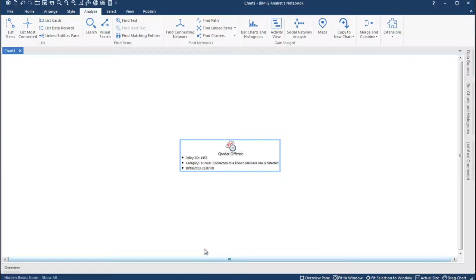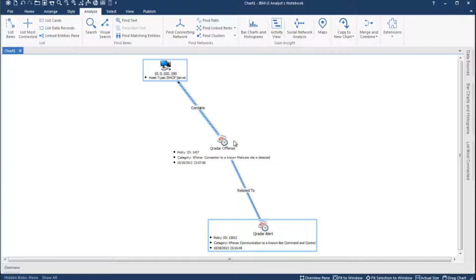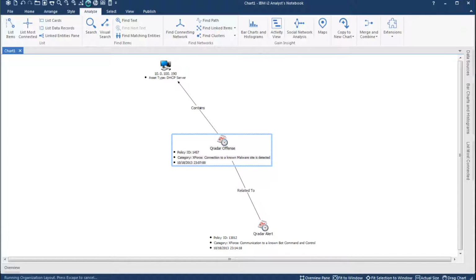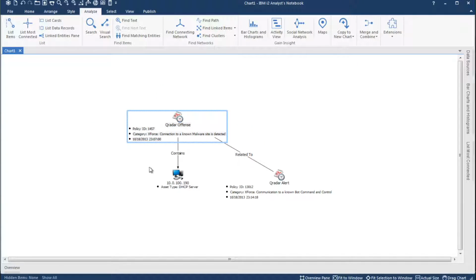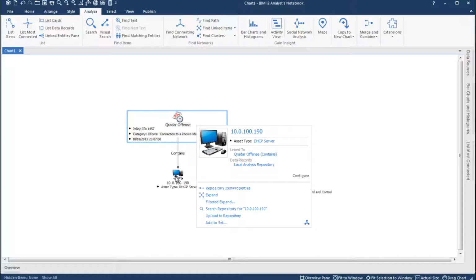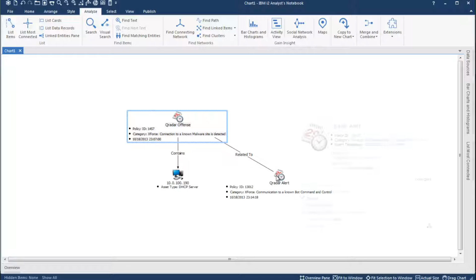I perform an expand search against the QRadar instantiation to bring in related entities of interest within 1 degree of separation, such as the internal host who's communicating with possible C2 nodes. I apply organizational layout to reorient my results. Here's a digital asset which appears to be a DHCP server with an IP of 10.0.100.190 and another related QRadar alert. I perform another expand search on the QRadar alert to see what else is related. I see both QRadar offense and alert involves the same host.